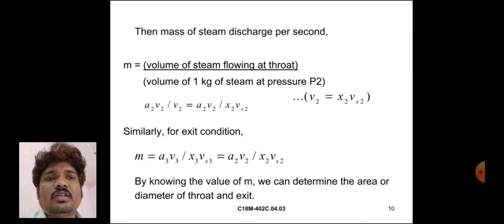This equation is for exit condition, and this one is for throat condition, A2 V2 by X2 Vs2. By knowing the value of M, we can determine the area or diameter of throat and exit.